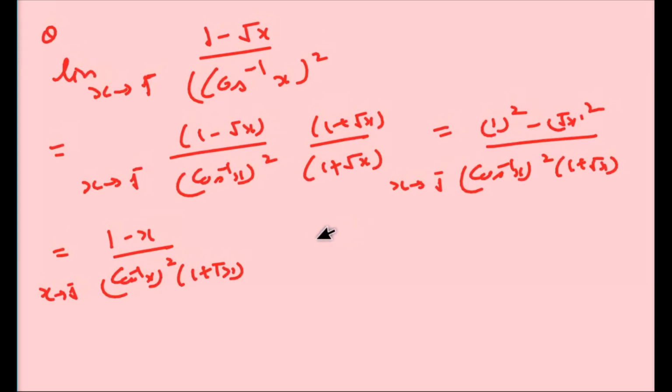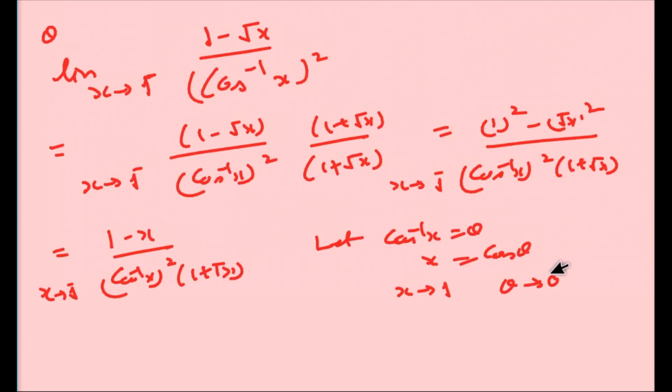Now it is an inverse function, so let cos inverse x equal to theta, then x equal to cos theta. So when x tends towards 1, then theta tends towards 0. Okay, so student, here we are not taking the minus 1. The minus only shows the left-hand limit. Now putting this here, we can say 1 minus cos theta upon theta square times 1 plus root cos theta.